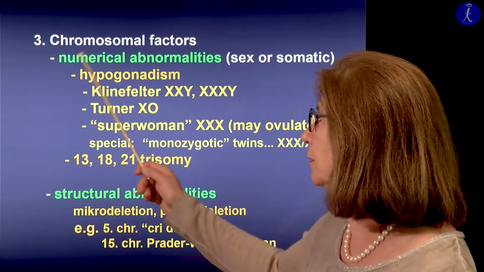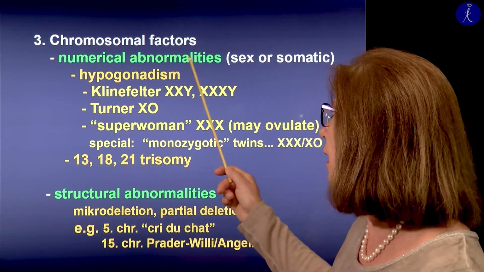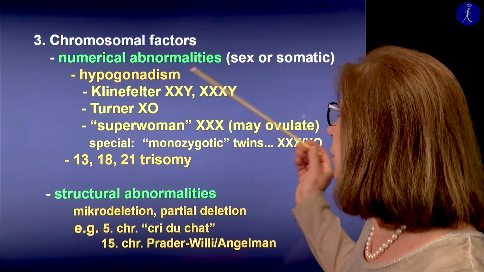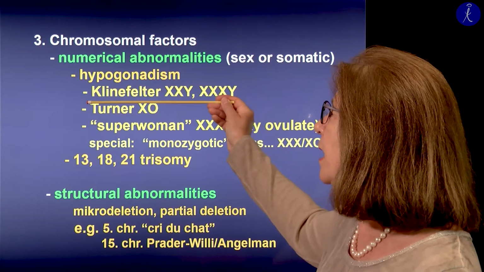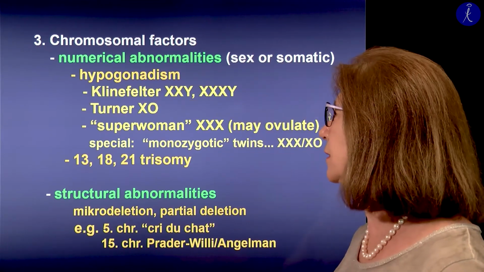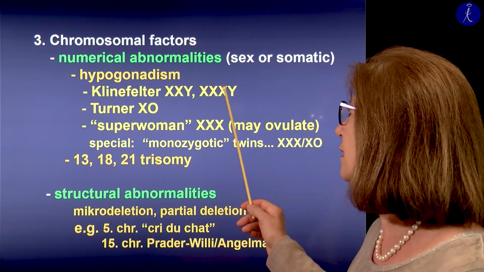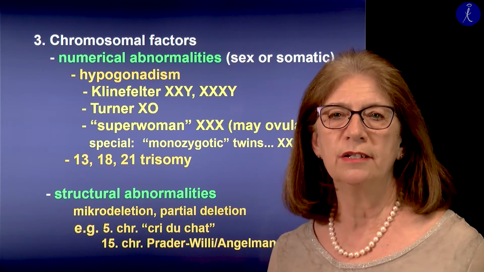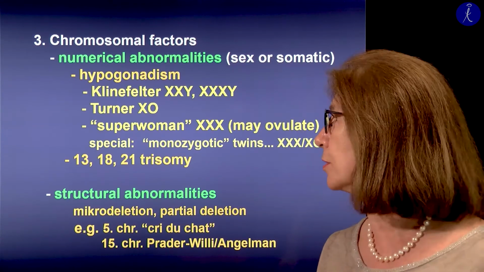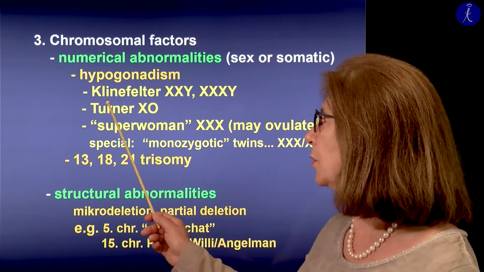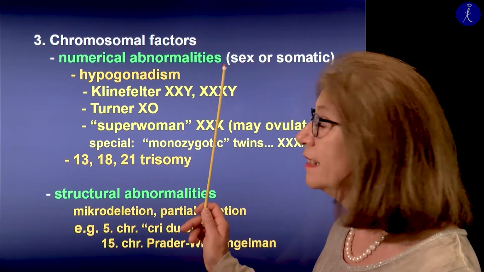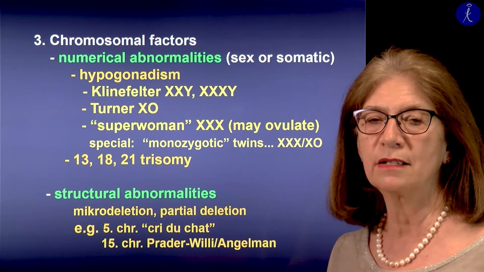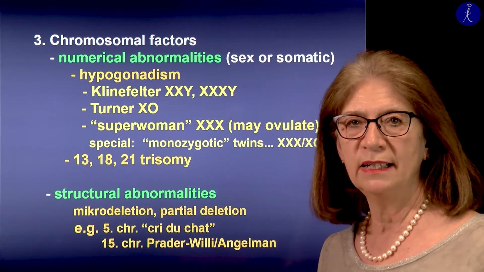We have chromosomal factors. These chromosomal factors may be numerical abnormalities and may affect sex or somatic chromosomes. So if we think about the sex chromosomes, in males what may appear is Klinefelter syndrome, XXY or XXXY. So it's a supernumerary X chromosome due to non-disjunction during the meiotic divisions. In females, also due to non-disjunction, there are persons who have Turner syndrome, who have just one sex chromosome, one X chromosome, and we do not know what was lost, an X or a Y.